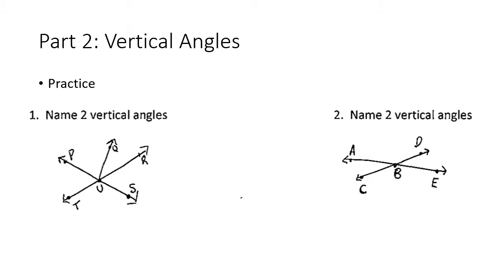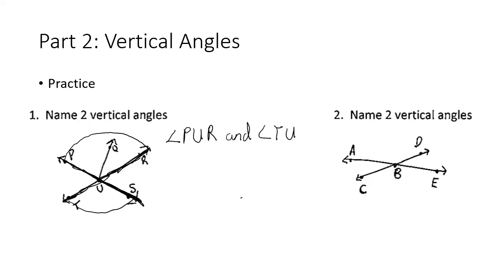On the other hand, if you look at angle PUR as a total angle, one of the sides there draws through to this side, and this side also draws through to this side, creating two intersecting lines, and the opposite angle that is not adjacent to it is TUS. So we've got angle PUR and angle TUS. Those two are vertical. You could have also gone with angle PUT and angle RUS.